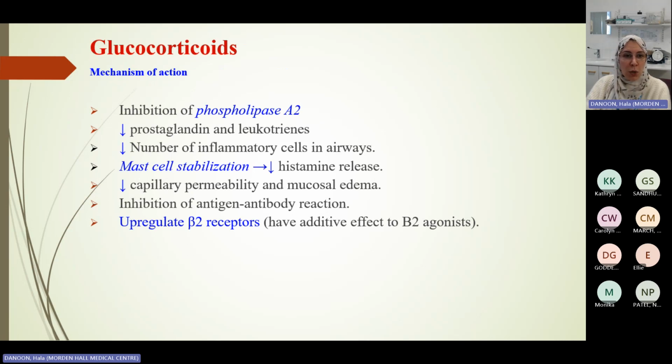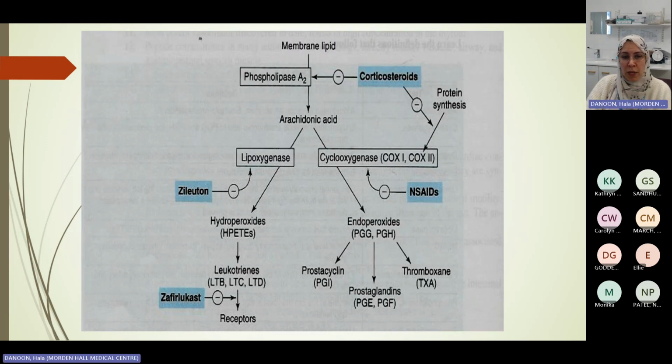Glucocorticosteroids mainly work through the inhibition of phospholipase A2. They reduce prostaglandins and leukotrienes. They reduce the number of inflammatory cells in the airway. They cause mast cell stabilization, reduce histamine release, reduce capillary permeability and mucosal edema, inhibit antigen-antibody reaction, and upregulate beta receptors, so they have an additive effect on the beta-2 agonist. This is just a quick slide to show you how the steroids work at the very top of the inflammatory cascade to reduce it all the way down to prostaglandins and the receptors.